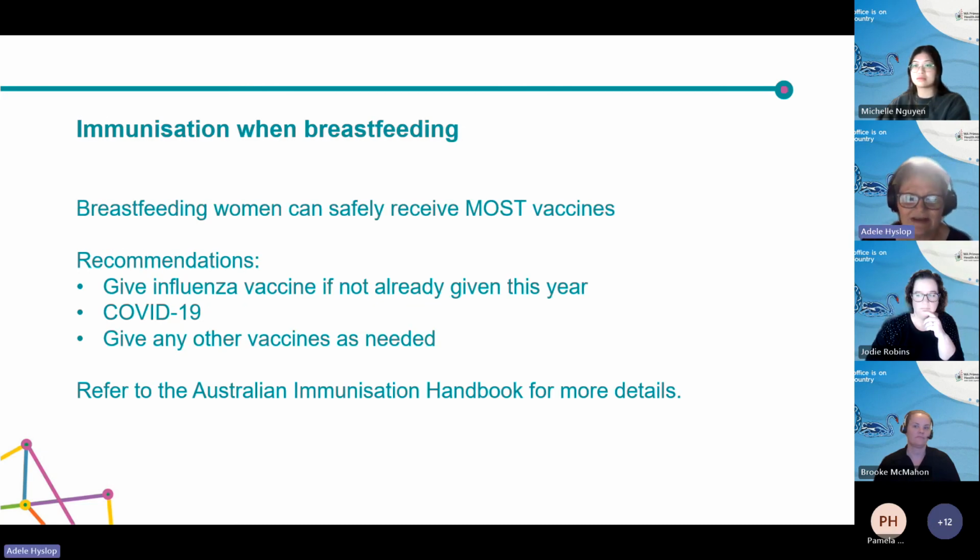Breastfeeding women can safely receive most vaccines. Influenza vaccine should be encouraged, if not already given, and if the vaccines are available. COVID-19 vaccine is recommended every 12 months. And studies have shown that women who are breastfeeding a baby and have received the COVID vaccine have antibodies in their breast milk, which could protect their babies. Give any other vaccines as required and refer to the Australian Immunisation Handbook. Women who are pregnant or breastfeeding have not reported any different side effects from people who are not pregnant.